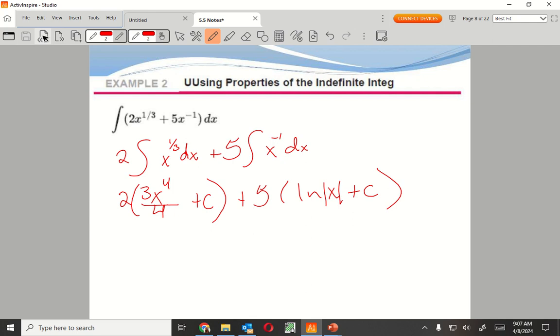So let's go ahead and do my multiplication. This is going to give me 3x to the 4th over 2. This is going to give me plus 5 ln absolute value of x, and then plus my constant of c.